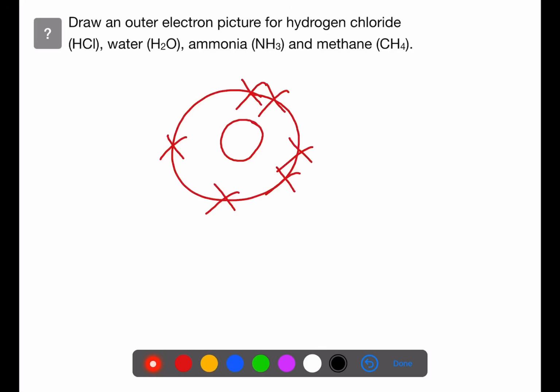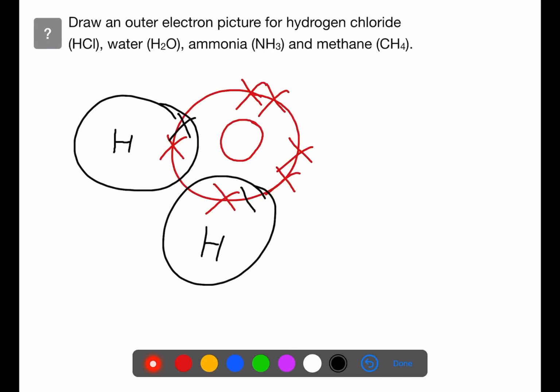Oxygen has 2 unpaired electrons and we have 2 hydrogens to join. One hydrogen will overlap here and we can fill in its outer electron. The second hydrogen will overlap here and we can fill in its outer electron here.